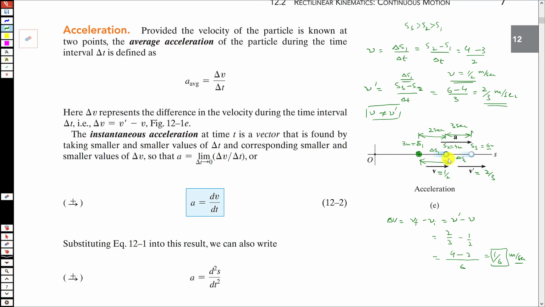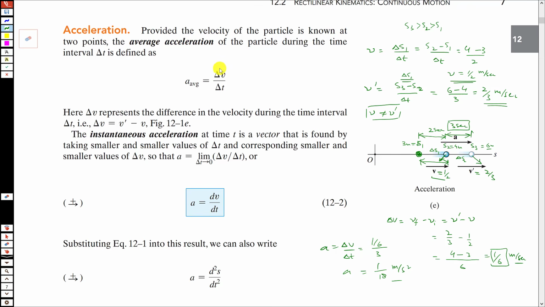Let's say that at this particular point the velocity is 1 by 2, and at this particular point the velocity is 2 by 3. How much time did it take to change from this velocity to this velocity? The time interval is 3 seconds. So from 1 by 2 meter per second to 2 by 3 meter per second, the particle took 3 seconds. The acceleration will be the change in velocity divided by the change in time interval, so this will be 1 divided by 6 divided by 3 seconds, which is 1 divided by 18 meter per second square. So this is the acceleration.